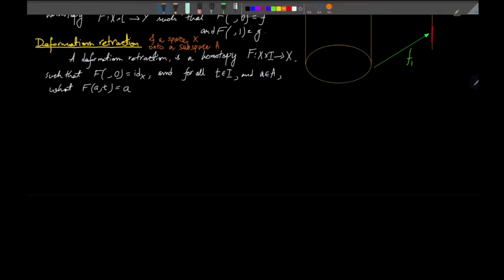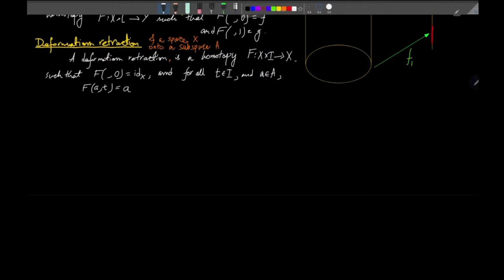So we take a space X and a subspace A of it, and on that we define the concept of deformation retraction. Where does what come here?